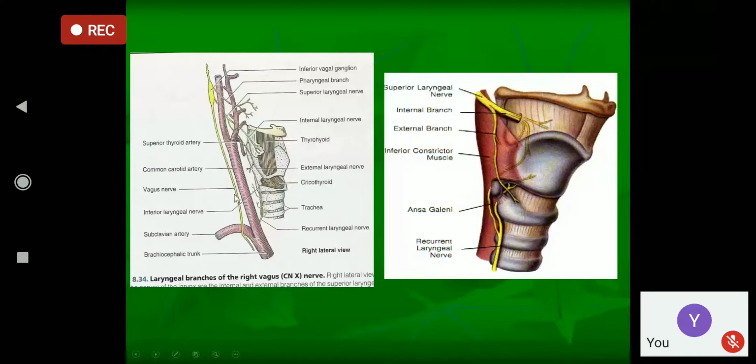Now, the vagus nerve also gives another nerve which is recurring, which is why it is known as the recurrent laryngeal nerve. So these are the branches of the vagus in the neck region. The main thing you have to know is the internal laryngeal nerve. Is the pyriform fossa clear?